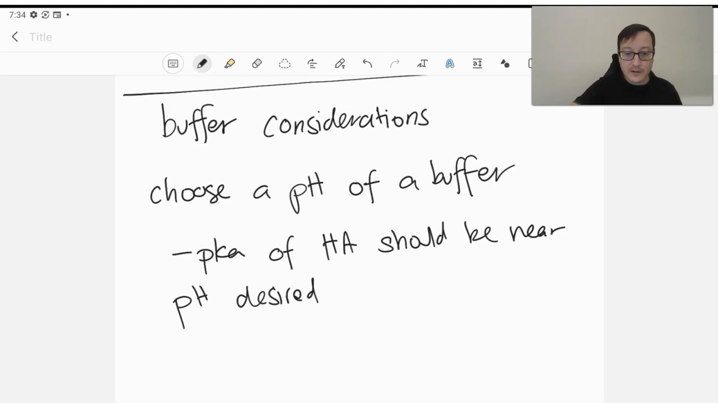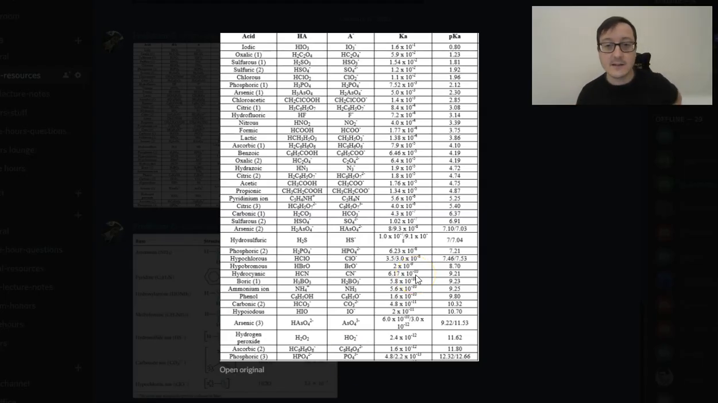So if we hop over to Discord and we have our handy dandy list here, we have all these different pKa's, right? If we wanted a buffer with a pH around 5, we could choose anywhere from pyridine to propionic acid, acetic acid, hydrazoic acid, even benzoic acid there at 4.19 would work. We would be able to get a buffer with a pH of around 5. If we wanted one around 9, we could choose hypobromous acid, hydrocyanic acid, boric acid, ammonium, or phenol. Any of those would work. And so we have a lot of options in choosing this.